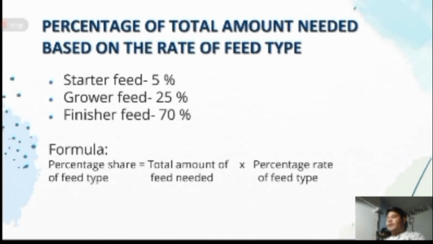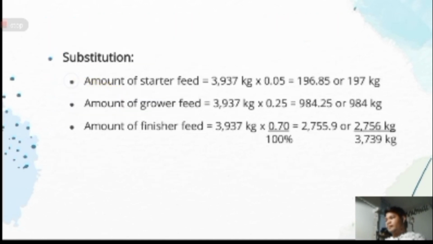Next, we have is the percentage of total amount needed based on the rate of feed type. So we have our constants here, our percentage rate. For the starter feed, we have 5%. Grower feed, we have 25%. Finisher feed, we have 70%. Our formula here is total amount of feed needed times the percentage rate of feed type. So substitution na naman tayo.